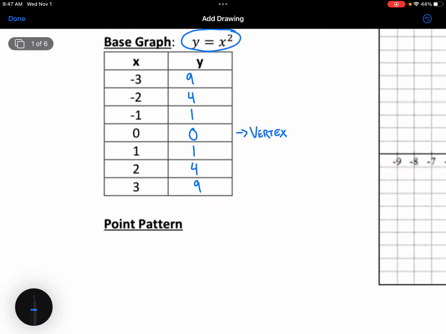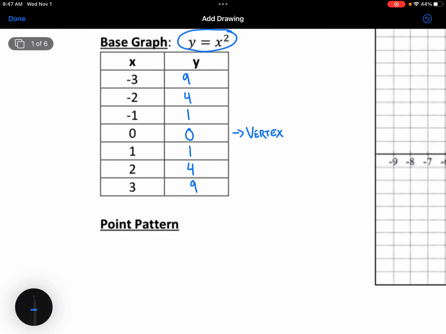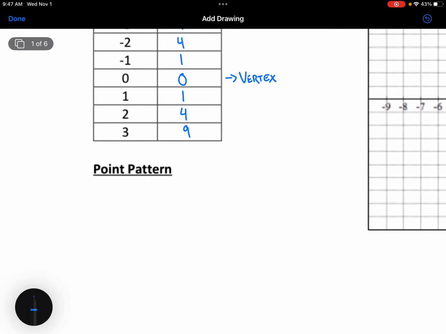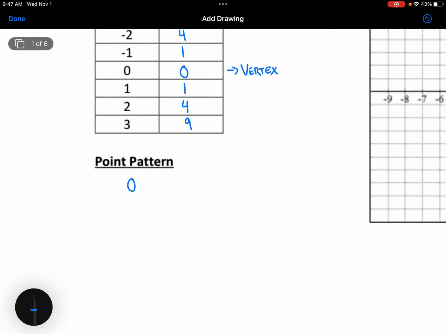You can always go back to your table of values, and it'd be 1, 4, 9, because we're just squaring the numbers. But our point pattern is going to be over, I'll write the word over, not just O, and up. That's going to change based on some things that we do later, but we're going to go over 1, up 1, then over 1 more and up 3, then over 1 more and up 5. So our over and up, we're always going 1, 1, 1. We're always moving to the right one, and then we do the exact same thing on the left, but we're going up 1, 3, 5.